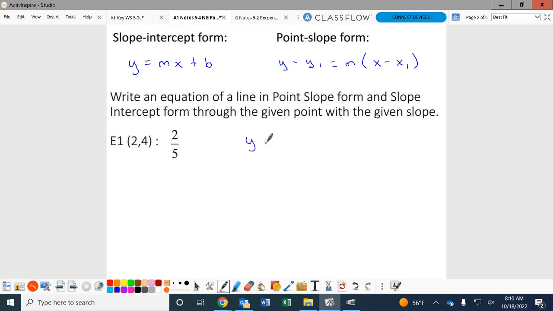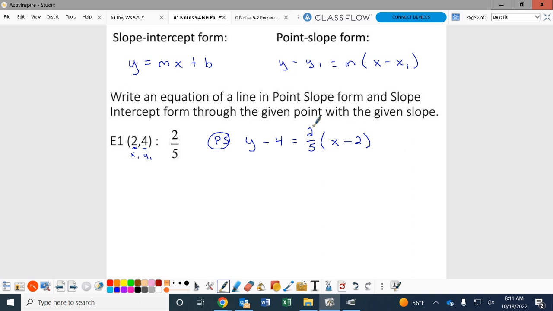y minus the y that's right here, guys. Remember, this is your x1, this is your y1, so this is your y1. So it's going to be minus 4 equals our slope right here, 2/5, times in parentheses x. And again, the x1 comes from right here, so it's going to be minus 2. Now this is your answer for point slope form. If you had two blanks, which this would have, it would have a point slope form blank and a slope intercept form blank. This is what you would write in the point slope form blank.